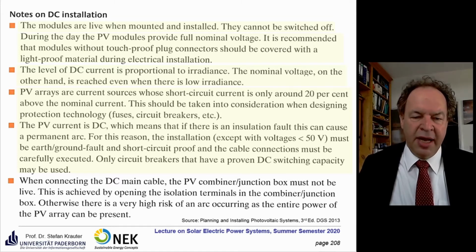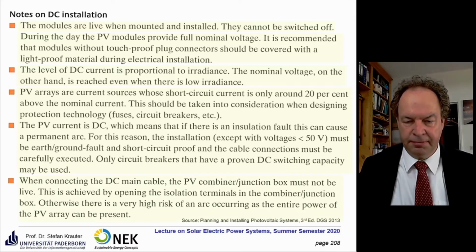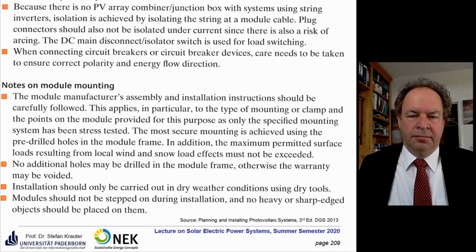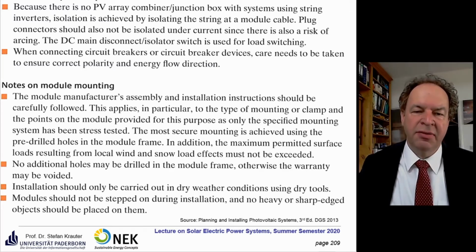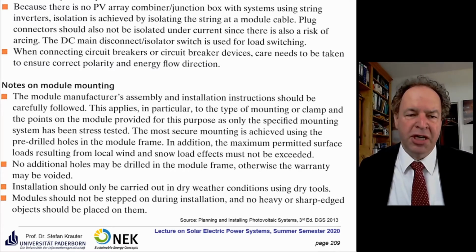When you connect the DC main cable, I'll come to this later, you see such a configuration. The PV combiner box must not be live, so you can switch it off. You usually have a box there, and otherwise there is a very high risk of an arc occurring, as the entire power of the PV array can be present. You don't need this combiner or junction box with systems using string inverters. This makes it cheaper and there could be a lot fewer faults, and it is also more shadow tolerant.